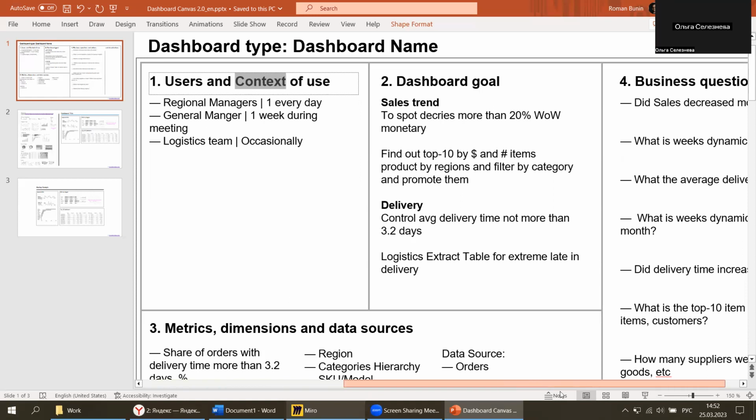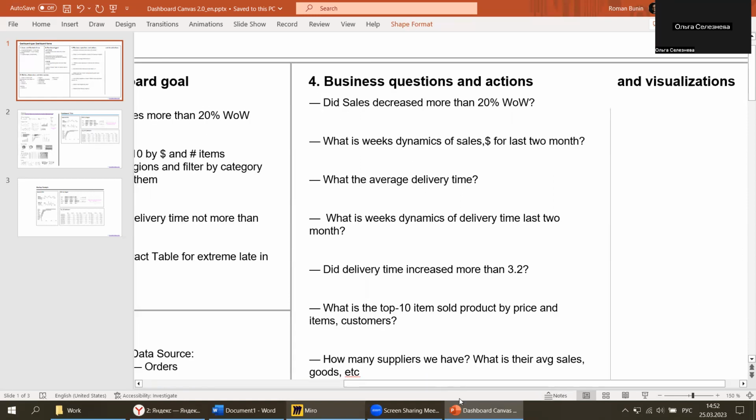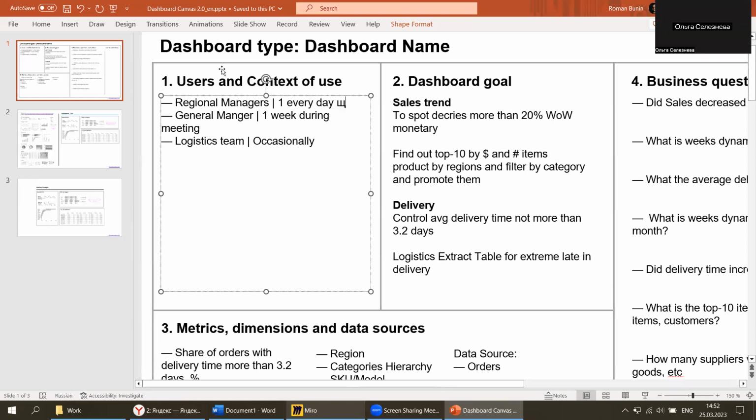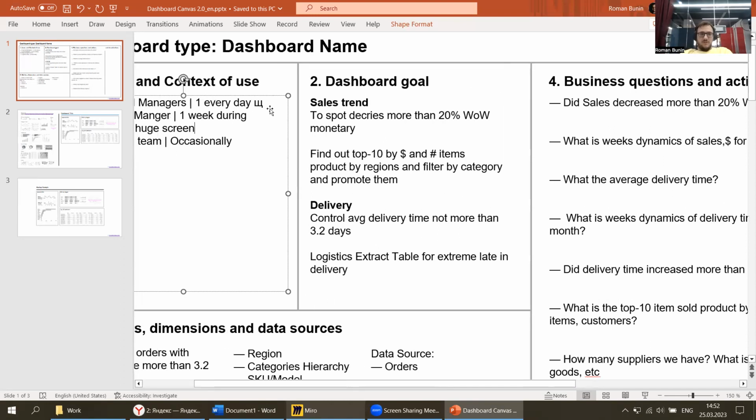And where can we specify this information? It's in the context. It could be used every day on a mobile phone, or for example during meetings on a huge screen. Usually a company has one or two BI tools, so we can clarify the BI tool, but usually it's just the one you're using on a daily basis. But the mobile phone case, you can clarify here.